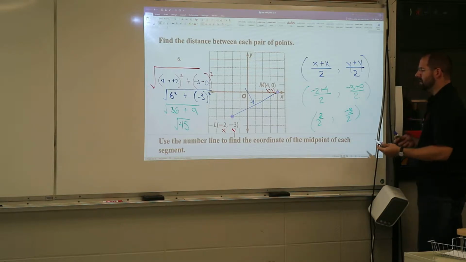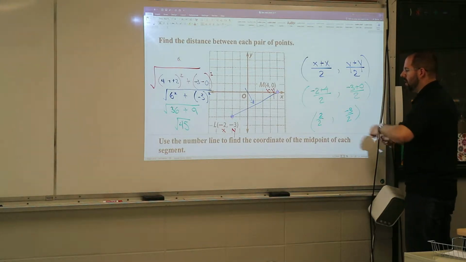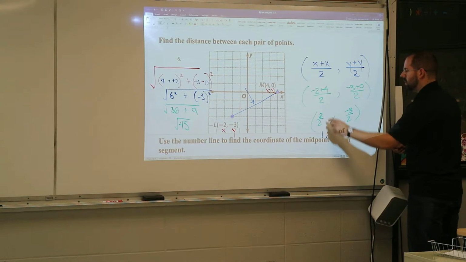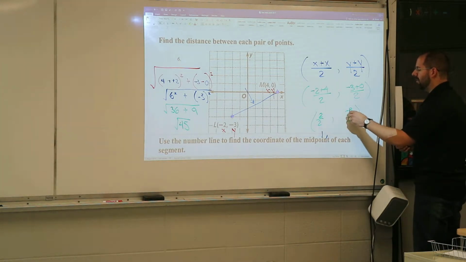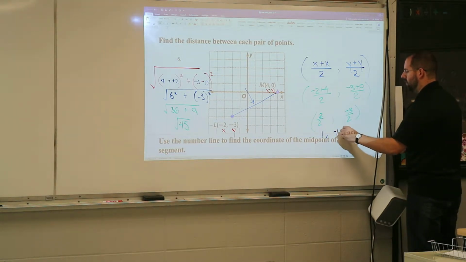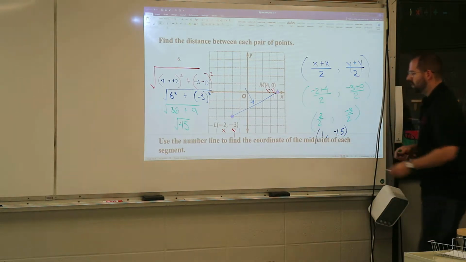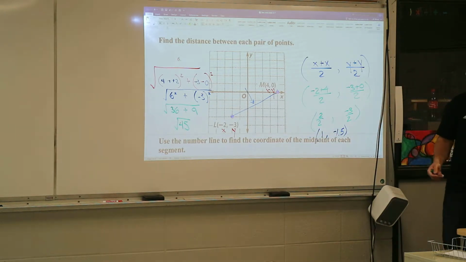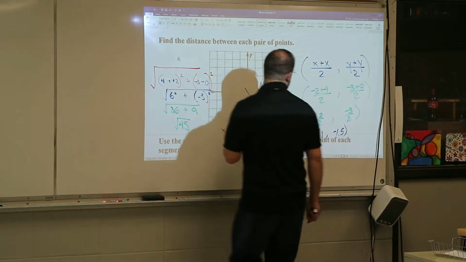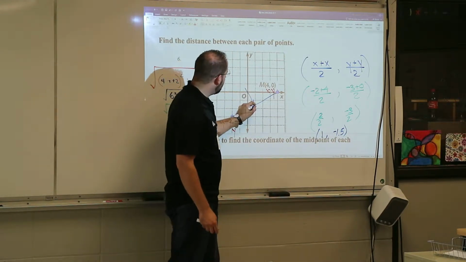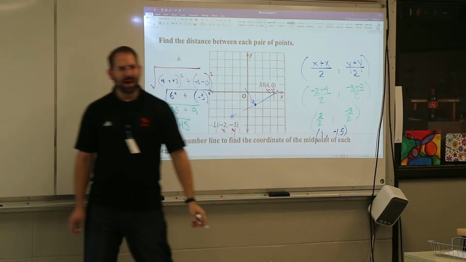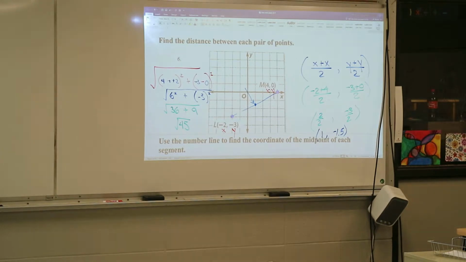So it looks like my answer is going to turn out to be, if I do this right, 2 divided by 2 is 1, and -3 divided by 2 is -1.5 on a calculator. That's the coordinate. That's what I'm looking for. That dot is right here. It's 1 over, 1.5 down. In fact, my arrow is pointing right at it. So 1 over, -1.5 down. Remember, the first number in the coordinates is right and left. The second number is up and down.